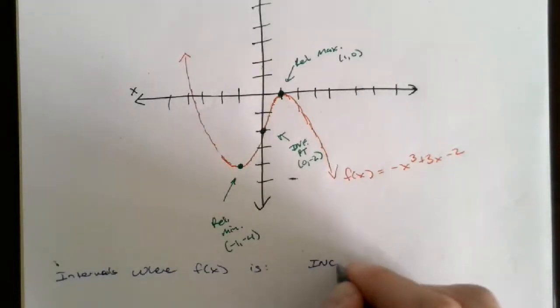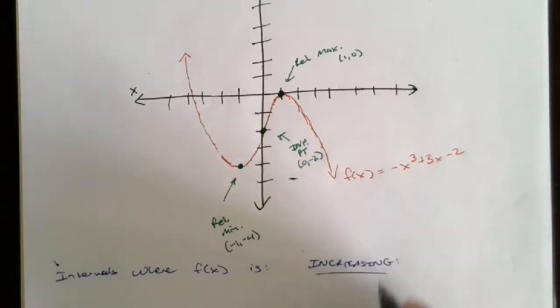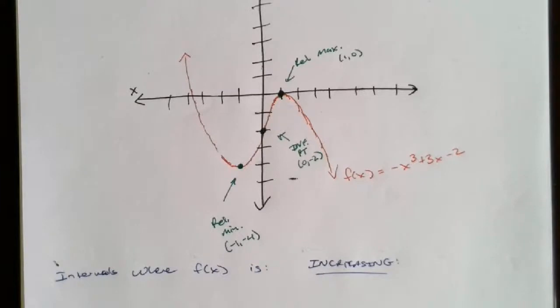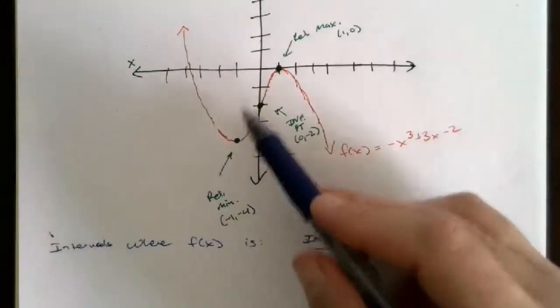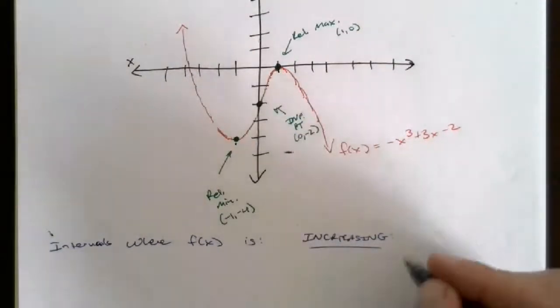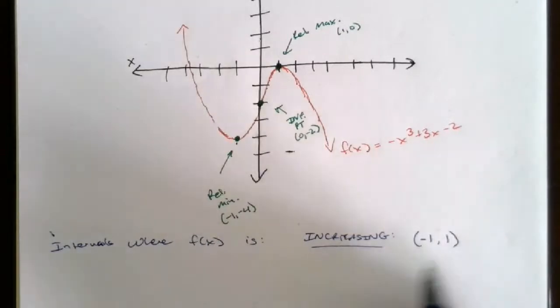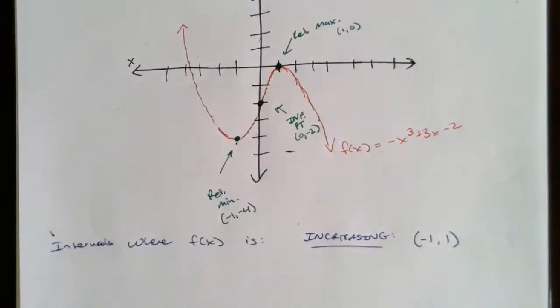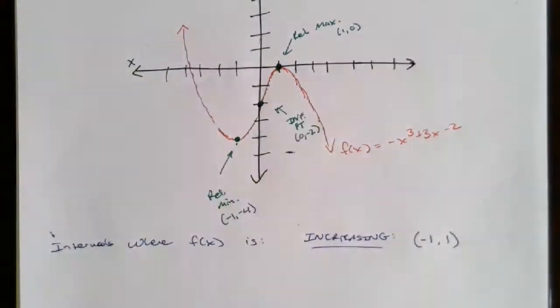So if I said increasing, well, where is this graph increasing? Where is it going upward, in other words? Well, it's from left to right. It's going upward from left to right from the x value of -1 till the x value of 1. And we're only looking at x values, so we're going to give this an interval notation. So f of x is increasing from -1 to 1. You never include endpoints when you're talking about these, because at the endpoints, it's neither increasing nor decreasing. If you had done the first derivative test, you would have this information readily available from the number line.